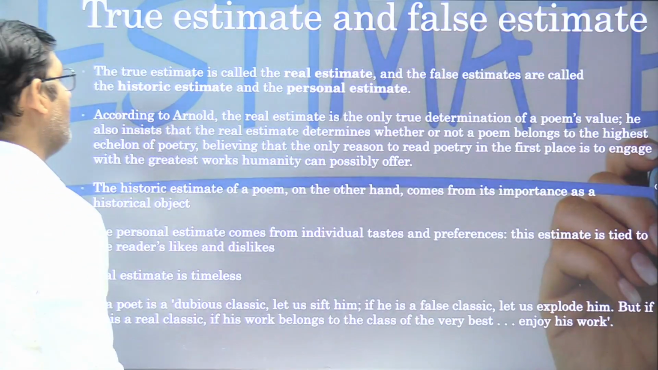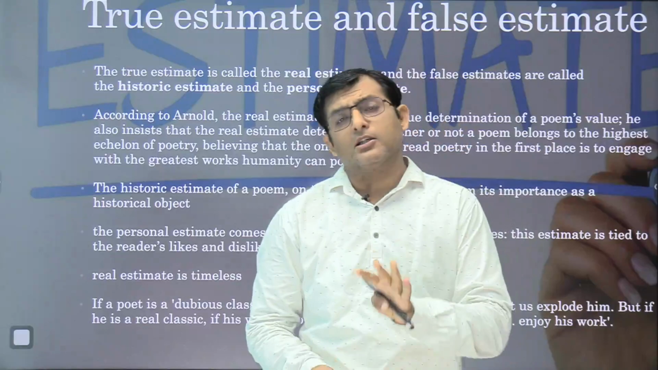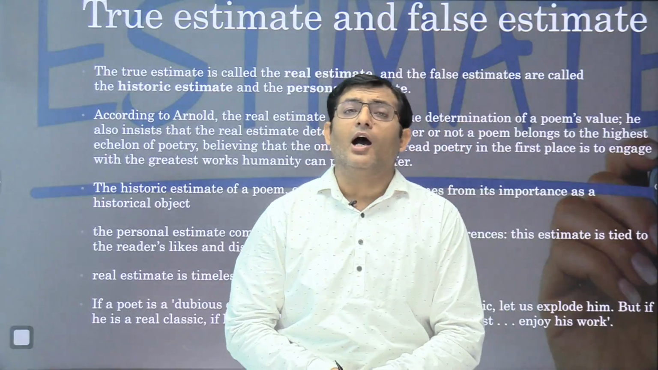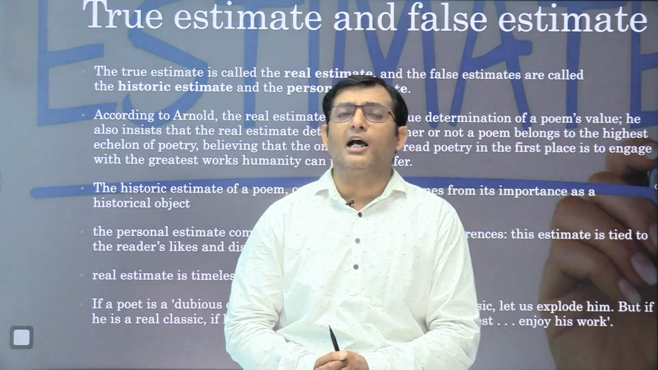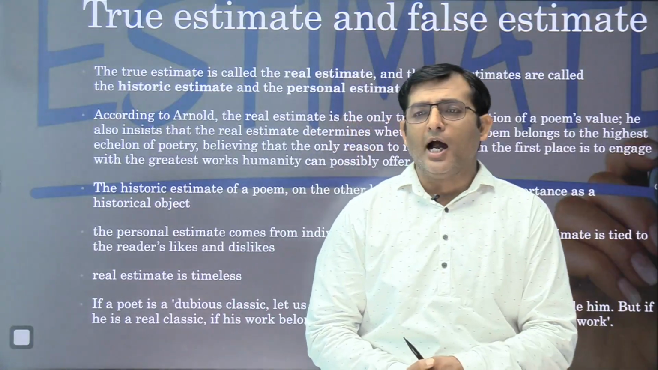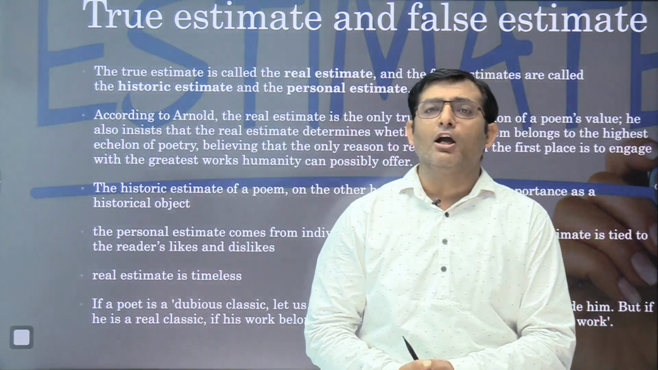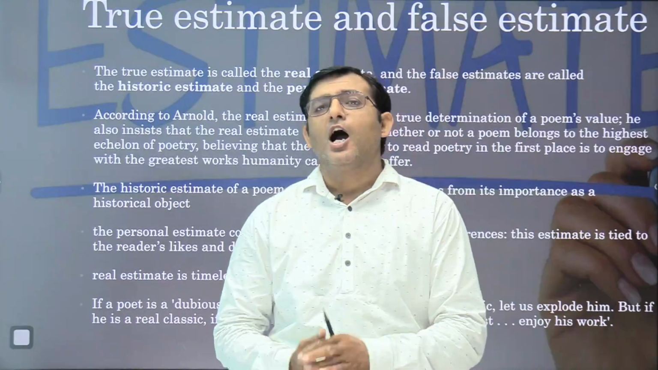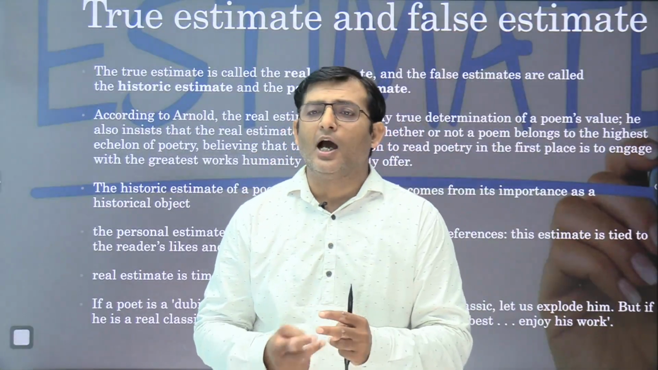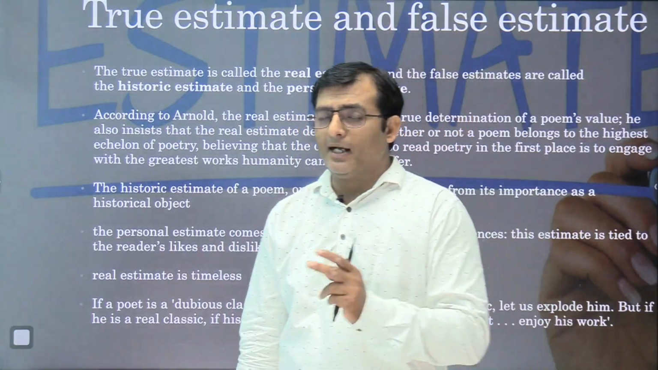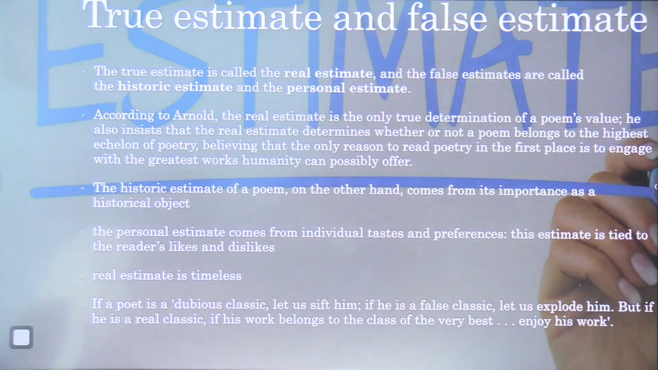And then he describes the historic perspective and personal perspective. Historic perspective means you are judging a piece of poetry on the basis of dates, on the basis of historical background. And personal estimation means you are judging a piece of poetry on biographical account. And these two estimations are not good for judging a poetry, as Matthew Arnold thinks. Matthew Arnold thinks that historical perspective is never good.